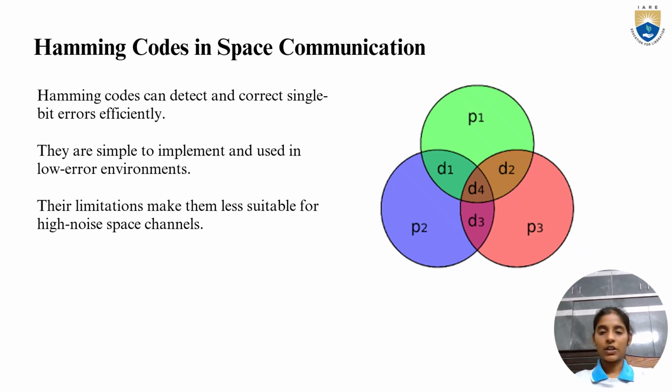Why are Hamming codes used? They are a simple implementation. Hamming codes are relatively simple to implement and decode, making them suitable for space communication systems with limited computational resources. Hamming codes can correct single-bit errors, which are common in space communication due to radiation and other forms of interference.